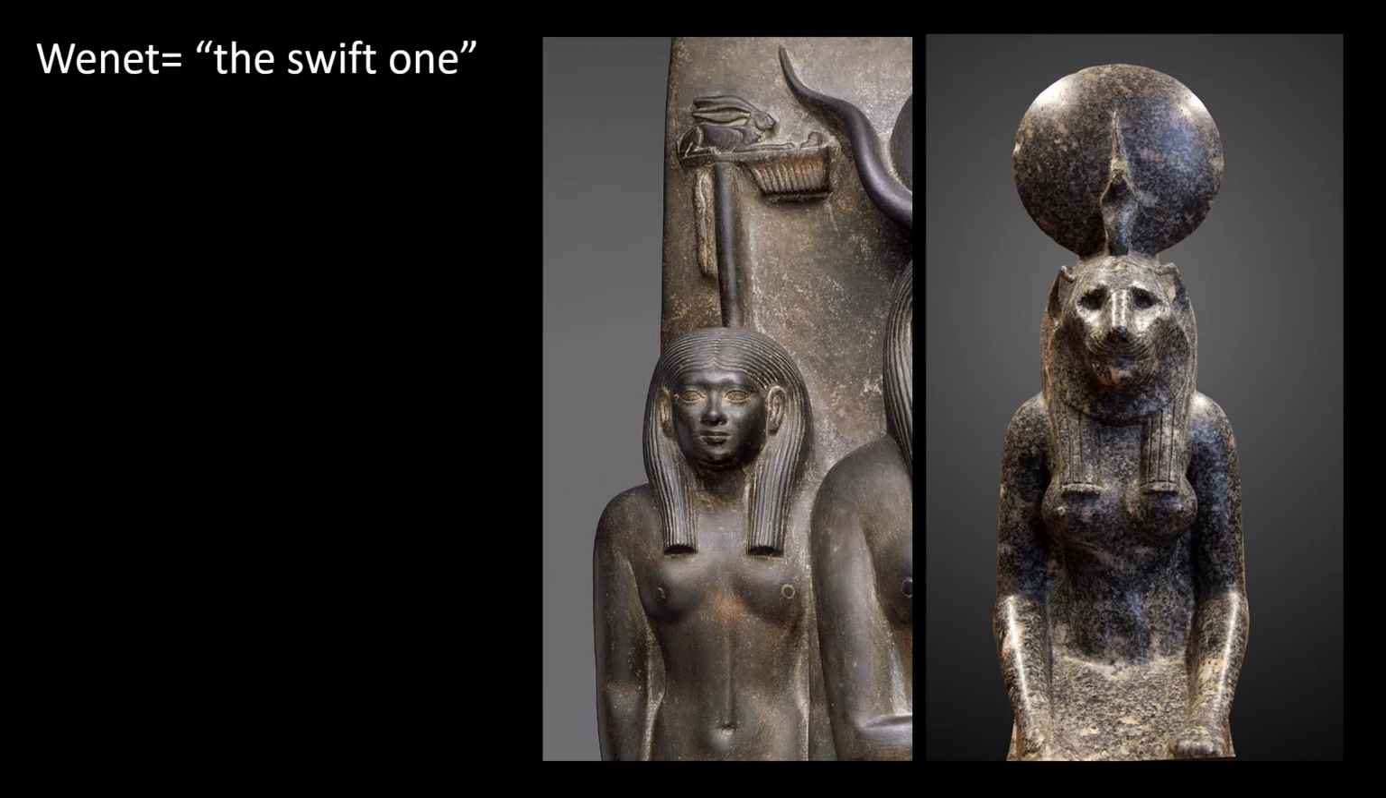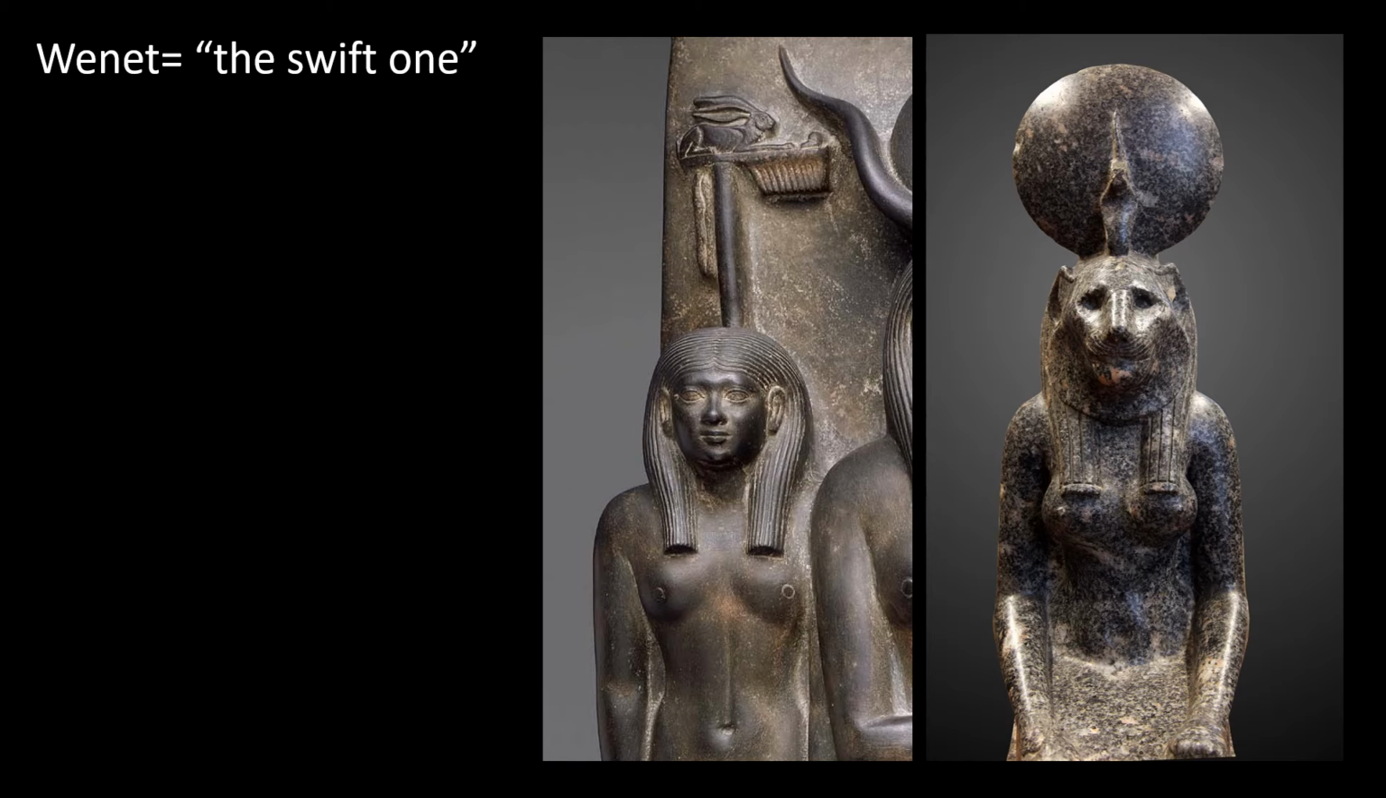It's worth mentioning that her name also translates to be the swift one, which characterizes the quick movements of a snake, and also aptly characterizes the swiftness of the Cape hare and the serval cat. These behavioral similarities would have been recognized by the ancient Egyptians.